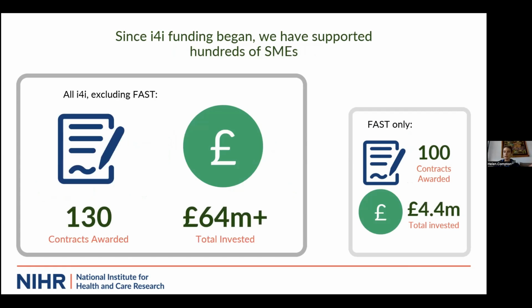When you look at SMEs, so this is the percentage of SMEs that have won an award, they've received 64 million of that 260 or 270 million. So it's a significant chunk. And in terms of FAST, it's a very popular scheme with them. Of those 156 contracts, 100 have been awarded directly with an SME.